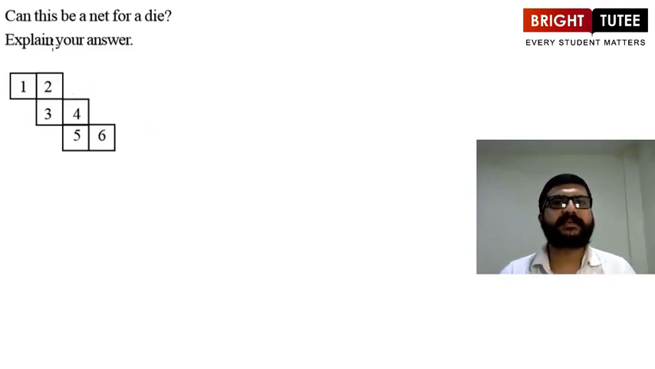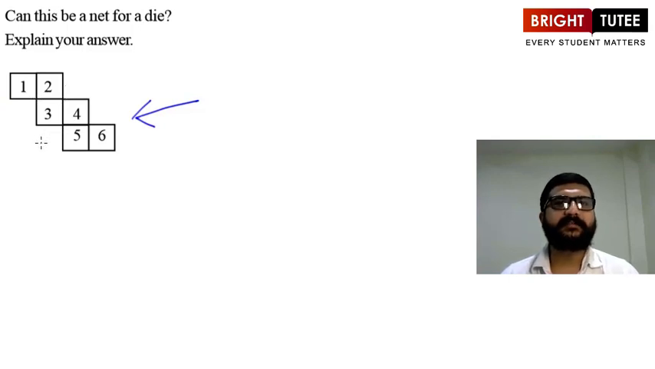Now the next question is, can this be a net for a die? Here one net is given, we have to tell whether this can be a net for a die, and we have to explain our answer. What we can do is draw this figure on a piece of paper, cut it out, and try to form a cube from it by folding it through the lines which are marked here. So we will get one cube.